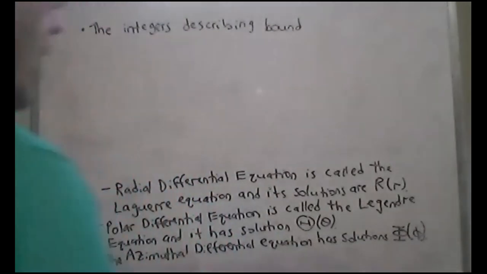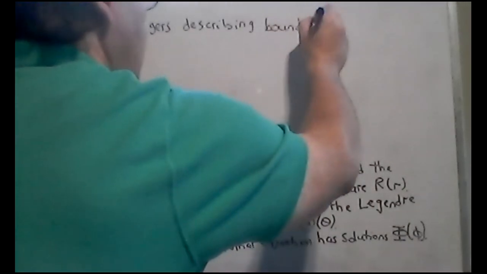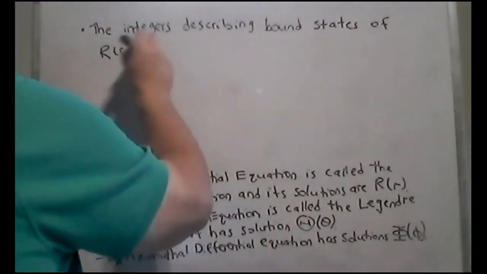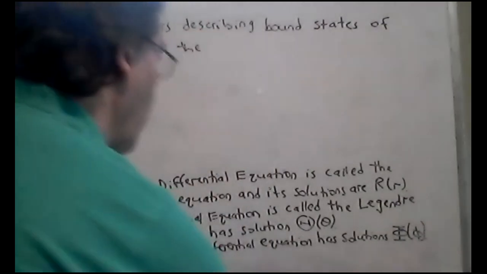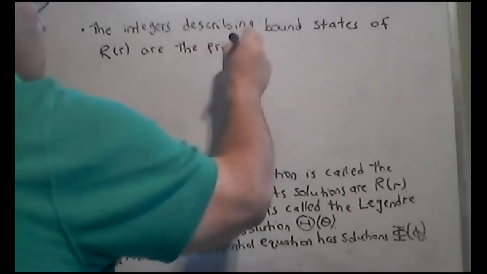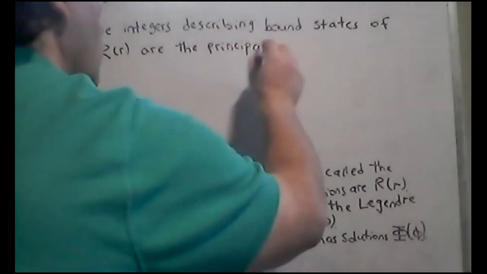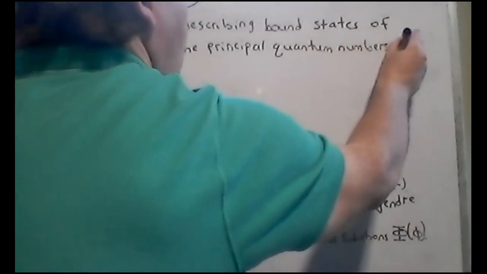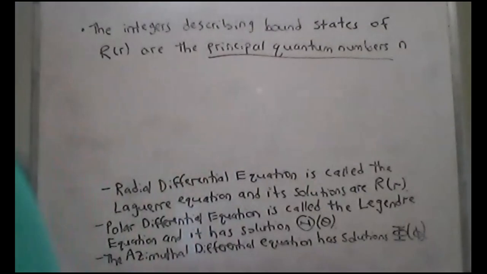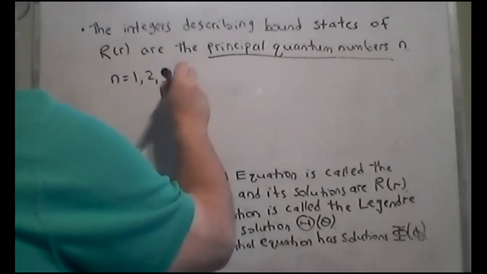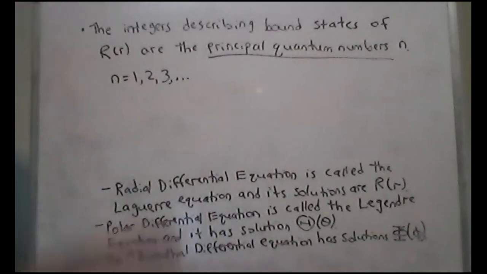None of this is accidental. It all has very tight solutions. The integers describing bound states of cap R of R are the principal quantum numbers. These are the same principal quantum numbers I've been talking about in previous videos. We call that N, principal quantum numbers, N. N can take on the values 1, 2, 3, so on and so forth. It can have positive integer values. And this is from solving the differential equation for R of R.